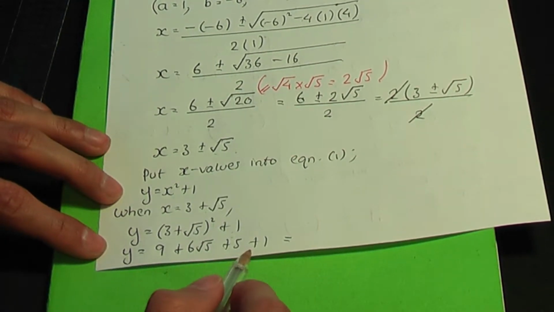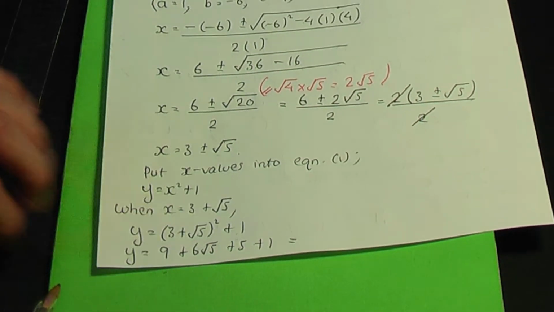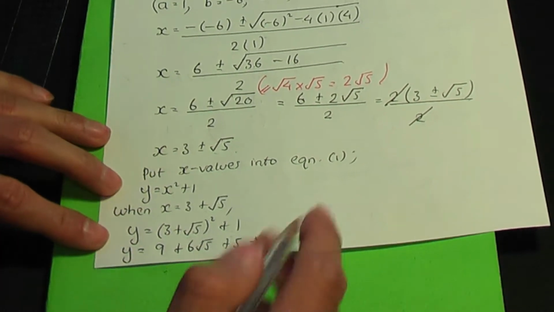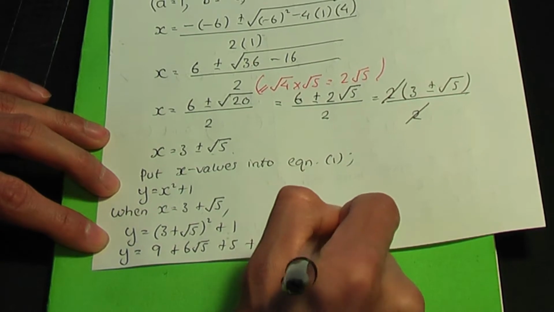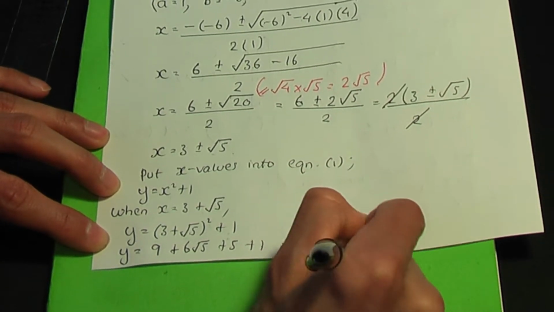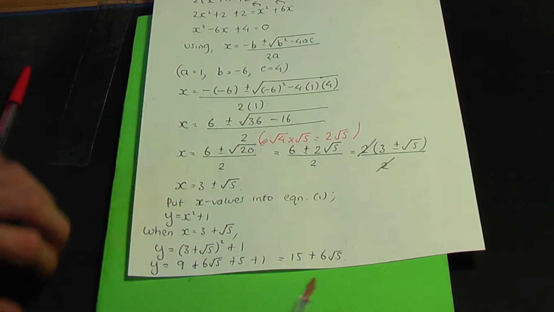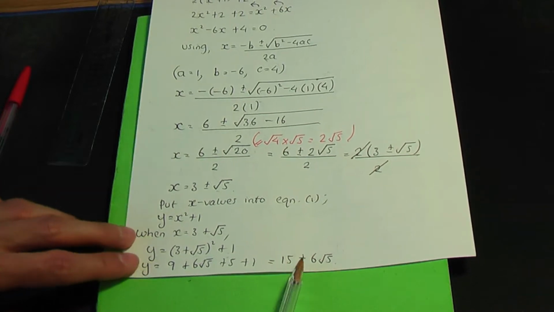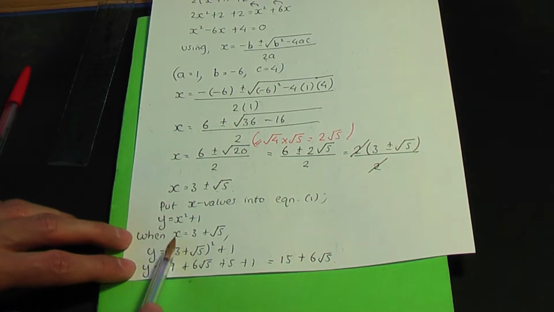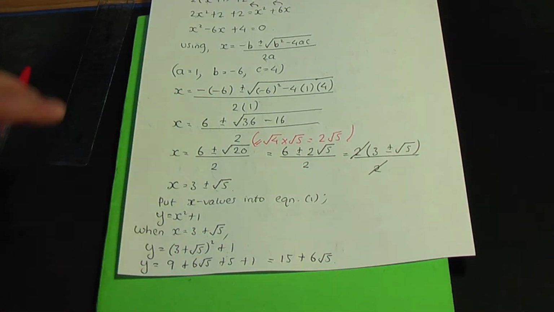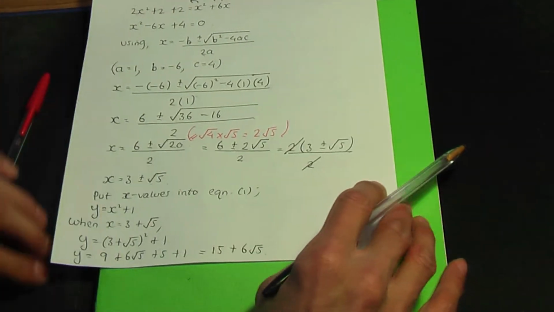And when I simplify further, 9 plus 5 is 14, 14 plus 1 is 15, so 15 plus 6 root 5. So that should be the corresponding y for when x is 3 plus root 5.